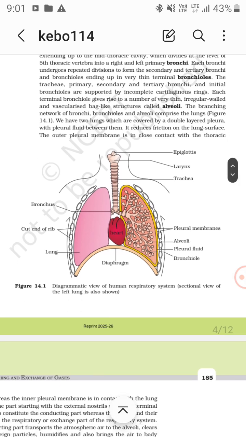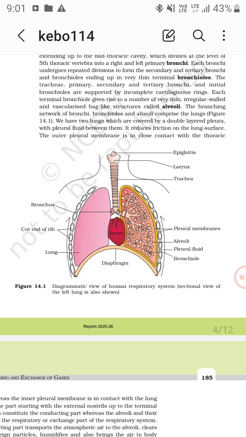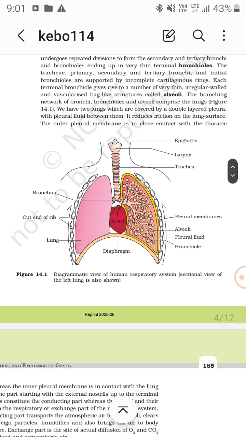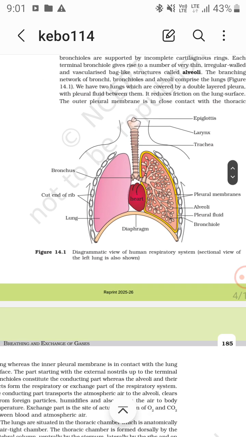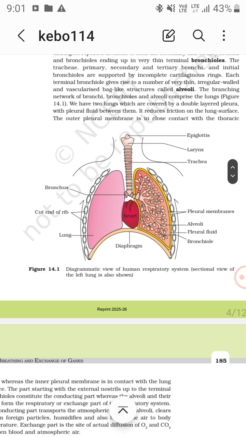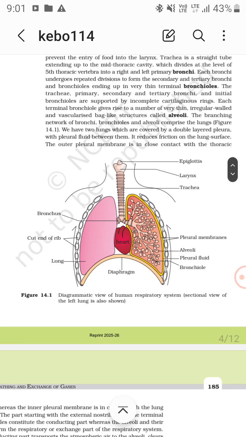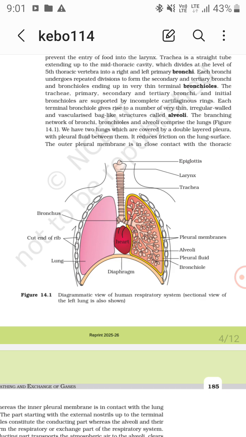Then there are pleural membranes, then alveoli, then pleural fluid between the pleural membranes, then bronchiole. There is the diaphragm, that is dome shaped. There are lungs, cut end of ribs, then bronchus. You can see the trachea, so pharynx, then the epiglottis covering the larynx and trachea.